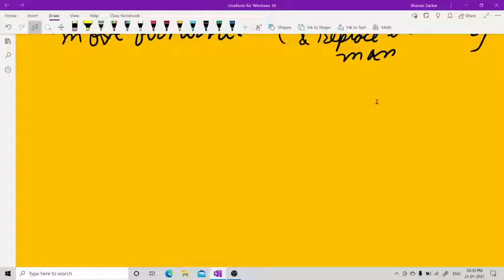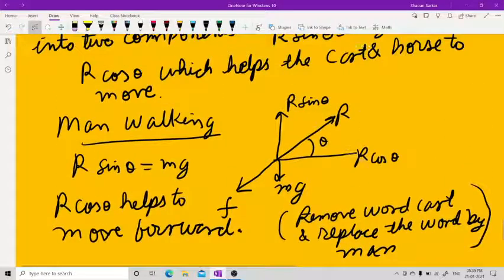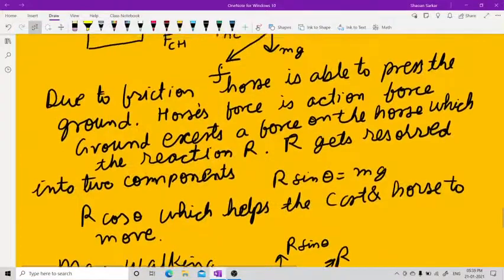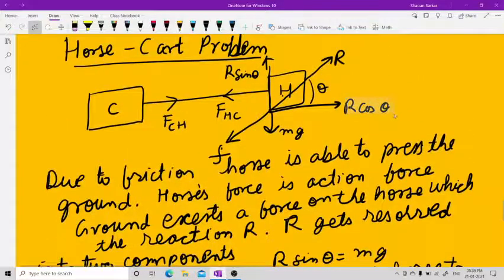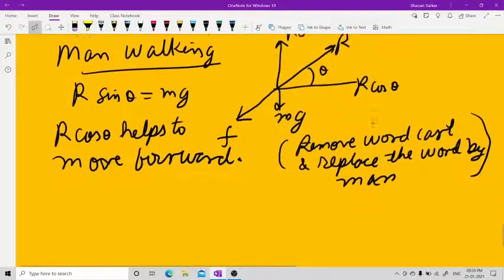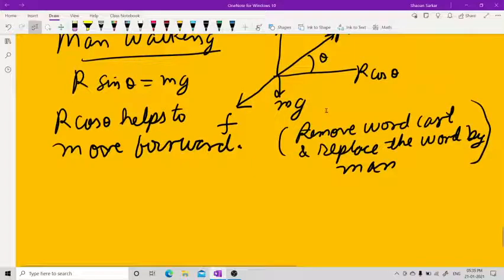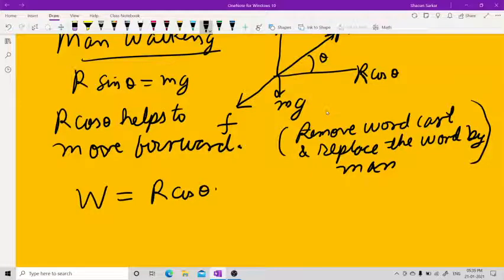See, the thing is this, before I get into this, now in this situation, in the above two situations, this R cos theta in this case, or R cos theta in this case, they are due to friction. This R, let me write it properly. This is R.